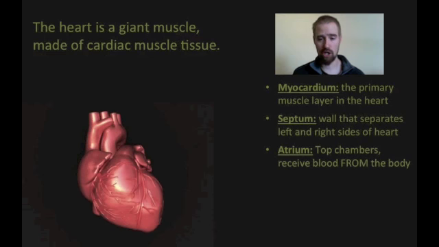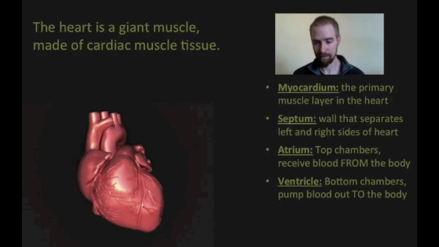Now, our heart has 4 chambers to it, as does the heart in all mammals. And the top 2 chambers are called atria, and we have a left atrium and a right atrium. And the atria are where our heart receives blood from the body. So blood enters the heart through either the left atrium or the right atrium. From the atria, blood is pumped into these chambers called ventricles. And the ventricles are the bottom 2 chambers of our heart. And ventricles are where blood is pumped out of our heart to the rest of the body.